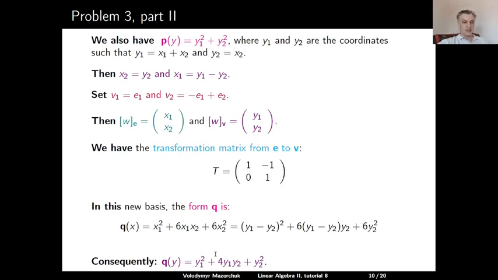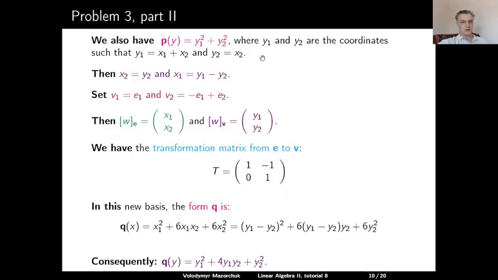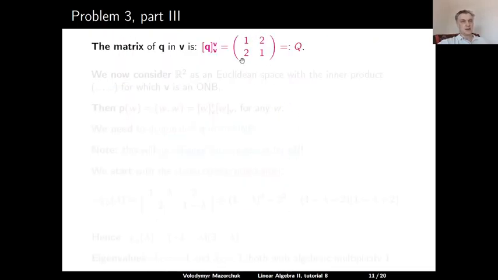Now we can take this expression and write the matrix of the form Q in the basis V. So this matrix is the matrix 1, 2, 2, 1. This is because the coefficient 1 of y1 squared goes into position 1, 1. The 1 at y2 squared goes to position 2, 2. And the 4, the coefficient for y1 y2, is split into two equal parts, 2 and 2, and is written in the positions 1, 2 and 2, 1. So let's denote this matrix by Q, the matrix 1, 2, 2, 1. This is the matrix of the quadratic form Q in the basis V.